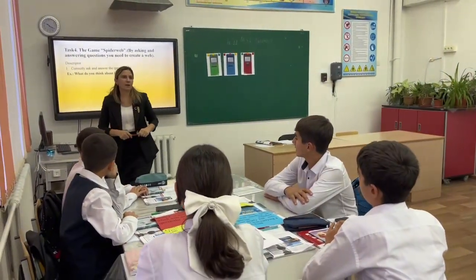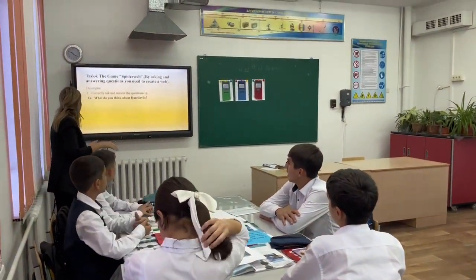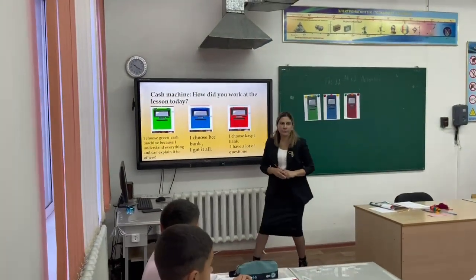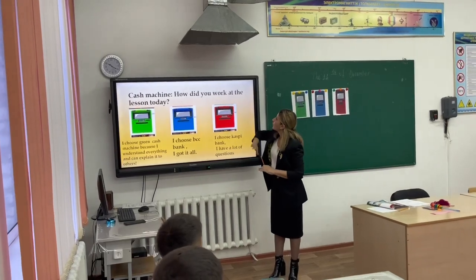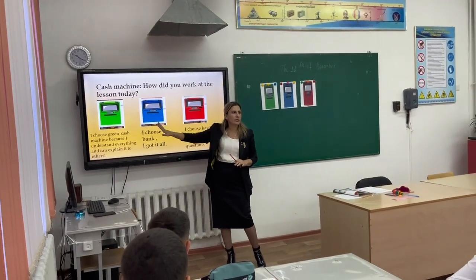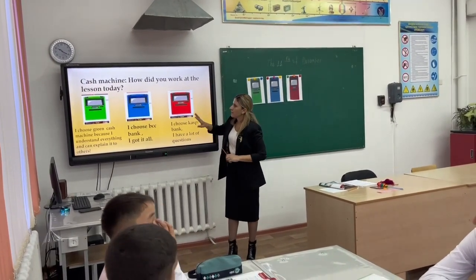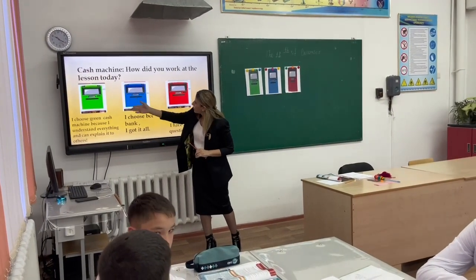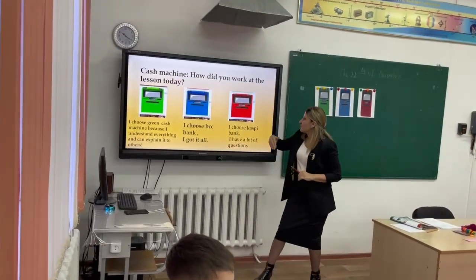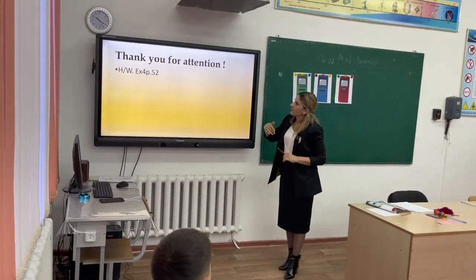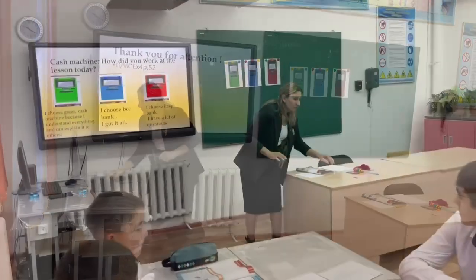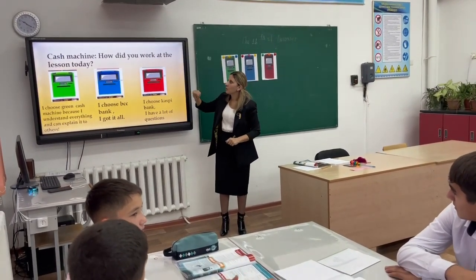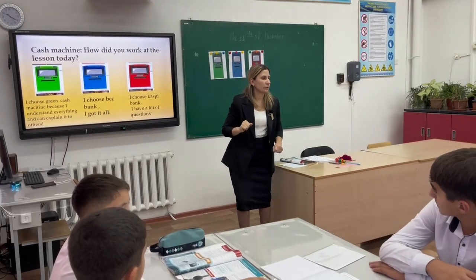For this task, students, I'll give all students 1 point, okay? Look at the screen. Cash machine. How did you work at the lesson today? Now, students, you should choose one of the cash machines. For example, it may be a green cash machine, blue cash machine, or red cash machine. Firstly, please look at the screen and assess how you worked today at the lesson.